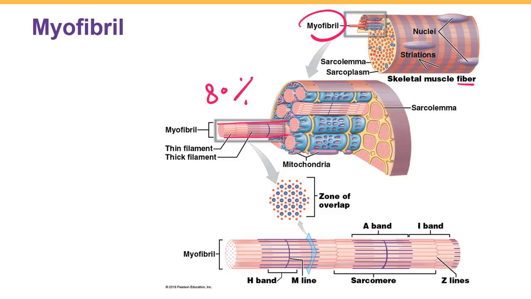So let's look at the myofibril. Each myofibril is made up of myofilaments, which are thin filaments and thick filaments. And also, if you look at each myofibril here, you will see that it's actually made up of repeating segments. These repeating segments are called sarcomeres.